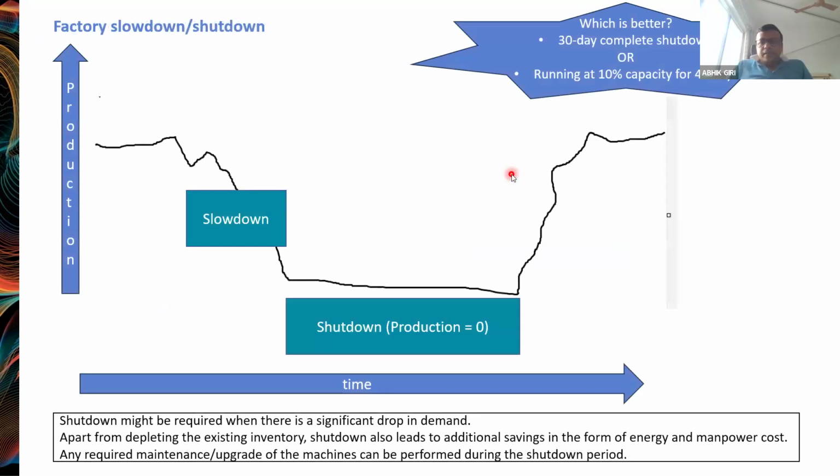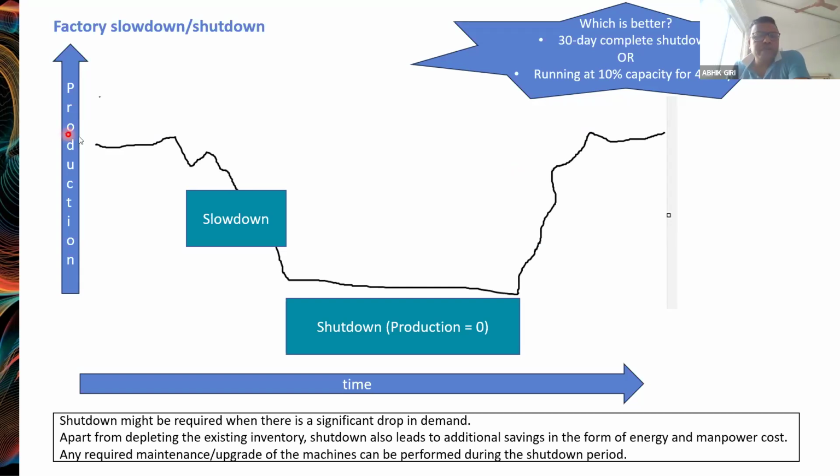Okay. So, in factories, what often happens is, whenever there is less production, sorry, less demand, we can either go for a slowdown or shutdown. Slowdown is when you are gradually reducing your production, and shutdown is when there is no production at all.